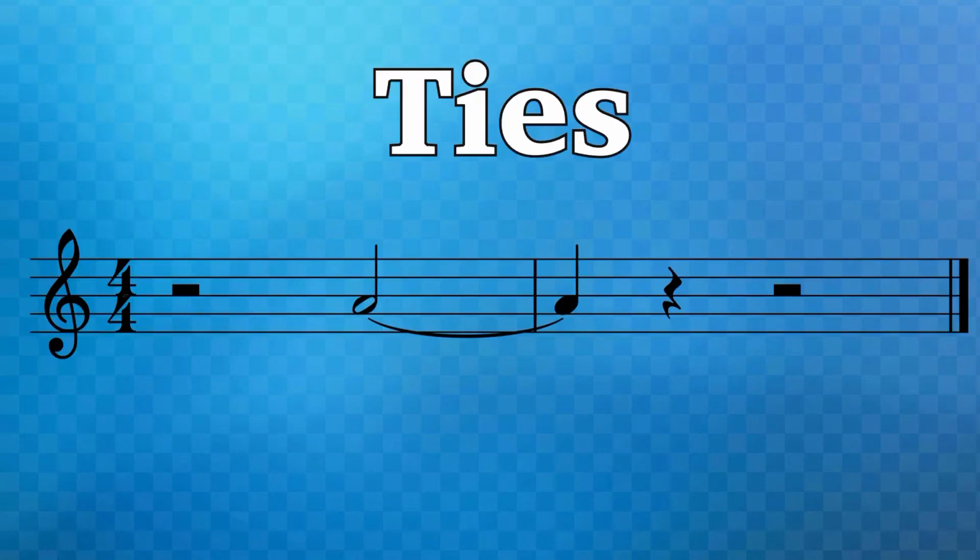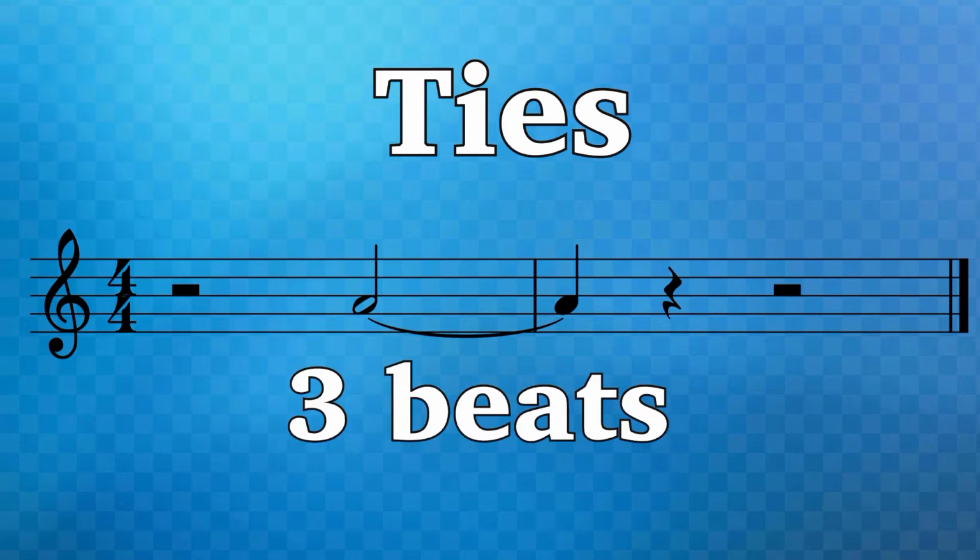Ties. Ties simply connect two pitches to lengthen the duration of the pitch. They are connected by a curved line connecting two notes of the same pitch. They are often used to lengthen a pitch past a bar line, as seen here. In this example, we have a half note tied to a quarter note, making that pitch 3 beats long.